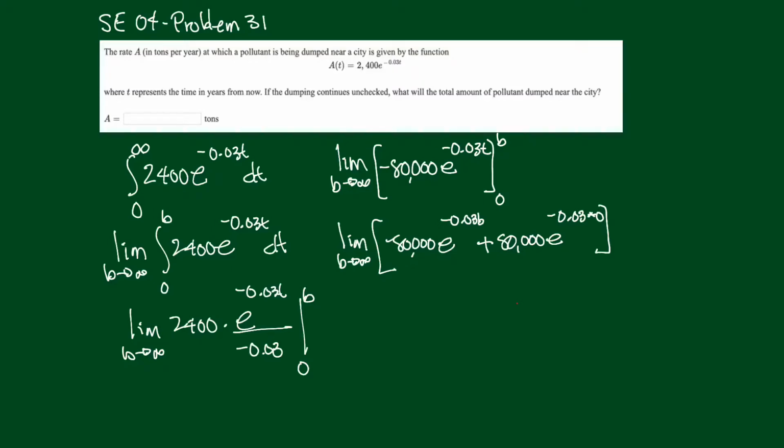Now, do you see what's happening here? As we take our limit, what is this? This is an exponential decay function. It looks like this. As we get farther and farther out, as b heads off to infinity, this whole thing goes to 0. It's an exponential decay function. The whole thing goes to 0. So what happens here now is that this goes to 0.